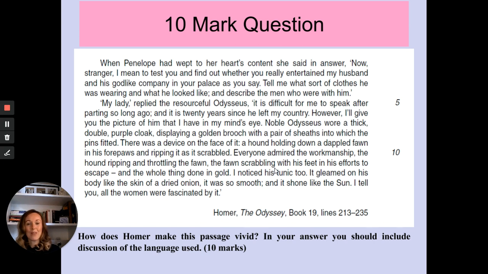So I hope you found that useful. When we do look at another Odyssey 10 marker together, that's what I'm going to be really looking for. You're already doing a great job at using a range of the passage and picking out the actual techniques Homer uses, but two words: context and isolation of keywords.